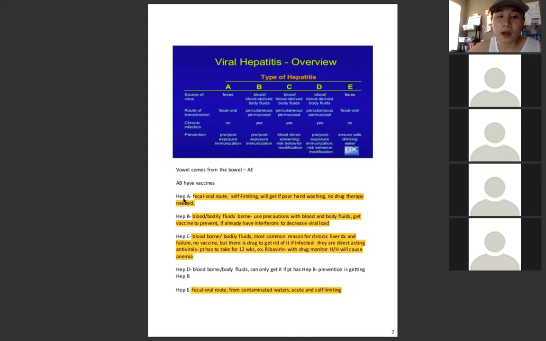All right, so we have A and B. Vowel comes from the bowel. So the vowels A and E come from the bowel. A and E are transmitted via the fecal-oral route, and B and C are transmitted via blood and bodily fluid.